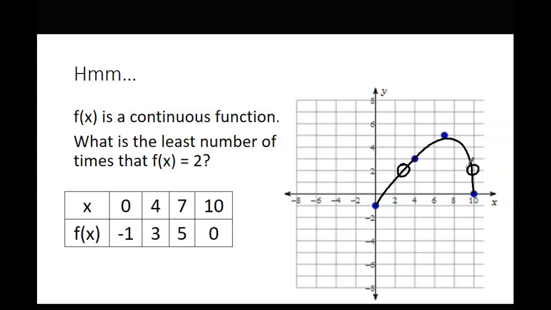Now, you can tell that from the table, because look, if you're going from -1 to 3, you must have got to 2 at some point, right? And then if you're going from 5 to 0, you must have gotten to 2 again, right? So there has to be at least 2 times you cross the y value of 2. You guys good? All right.